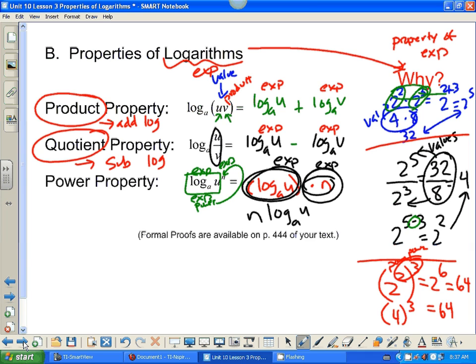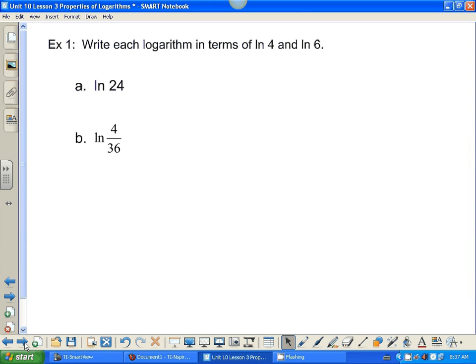Okay, so how can we apply that? And if any of you want formal proofs, they're on page 444 of your text. Okay, we're going to write each logarithm in terms of the natural log of 4 and 6. So this problem is just trying to get you to break these down and rewrite them. We're not evaluating them. You're not going to come up with a final answer. We're just rewriting them in terms of pieces where the values are 4 and 6.